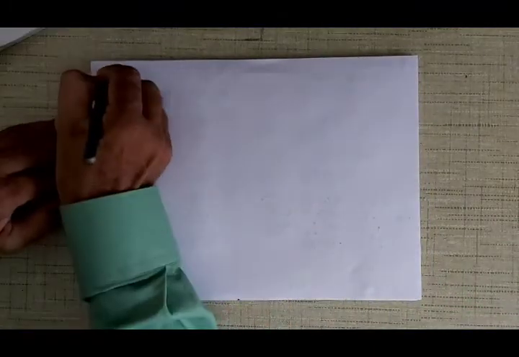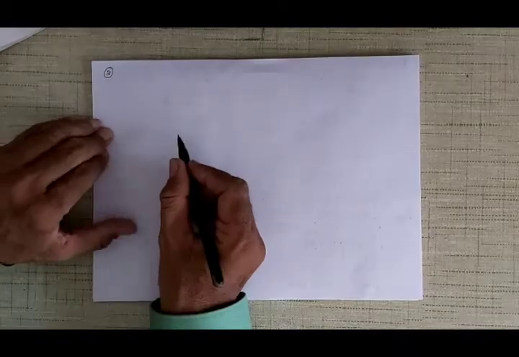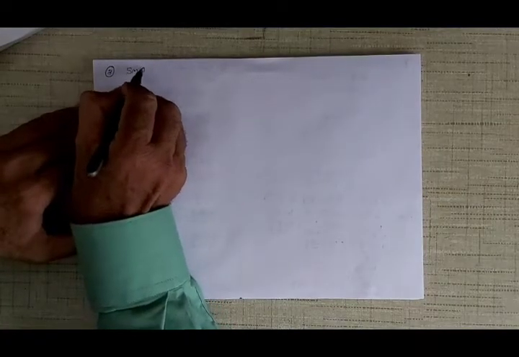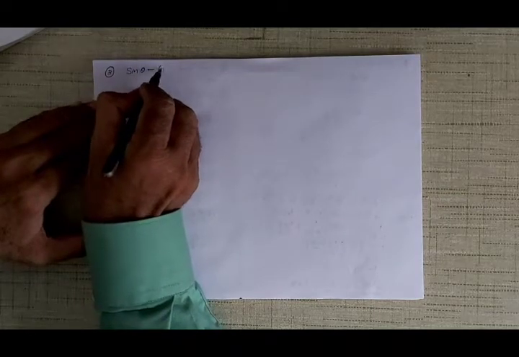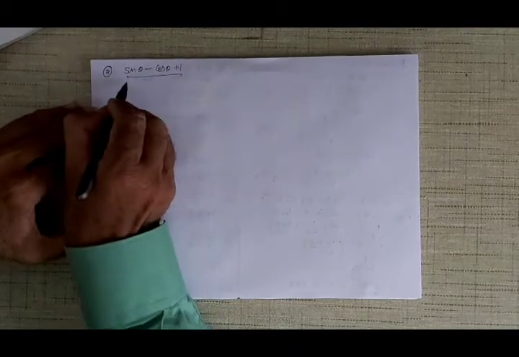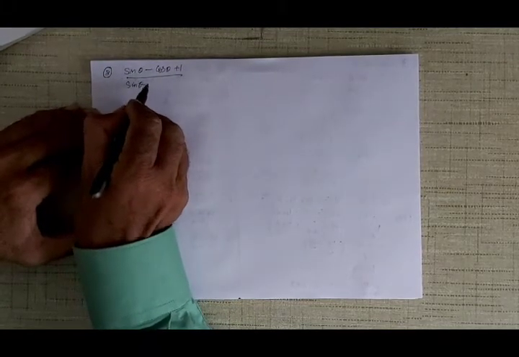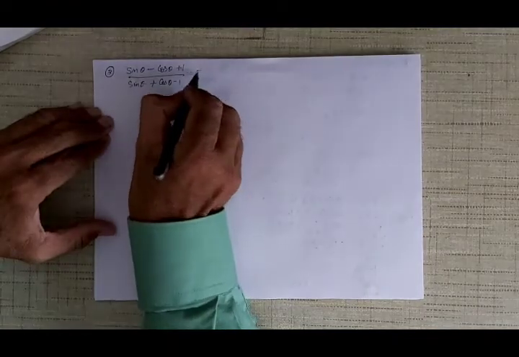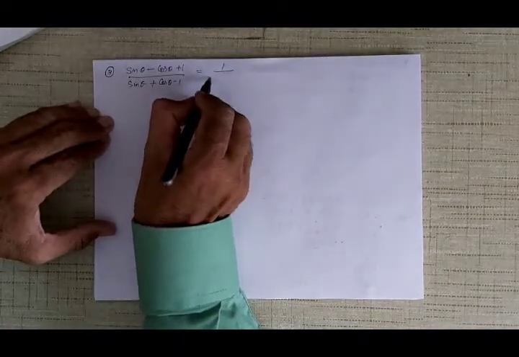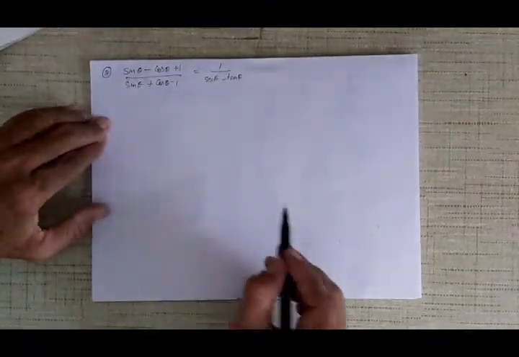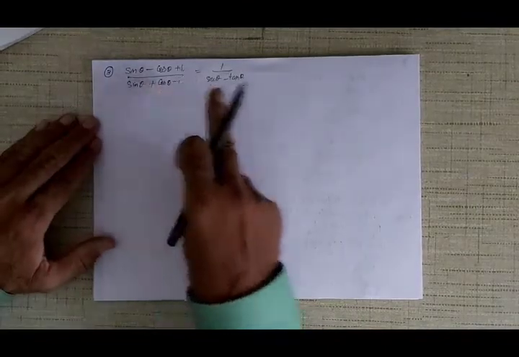Alright, let's do one more example of this type. Say, prove that sin theta minus cos theta plus 1 upon sin theta plus cos theta minus 1 is equal to 1 upon sec theta minus tan theta.